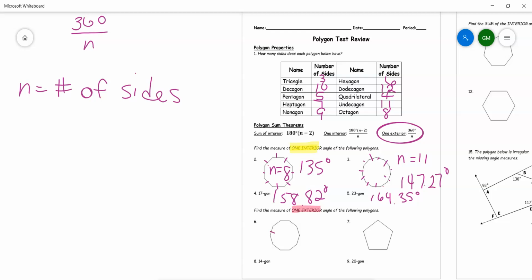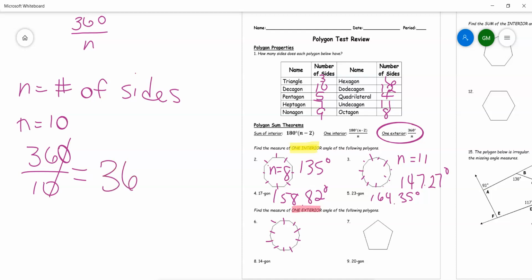So let's go ahead and do number 6. Number 6 has 1, 2, 3, 4, 5, 6, 7, 8, 9, 10 sides. So n equals 10. So we're just going to take 360 and divide it by 10. 360 divided by 10 is 36. So the exterior angle of a regular decagon is 36 degrees.